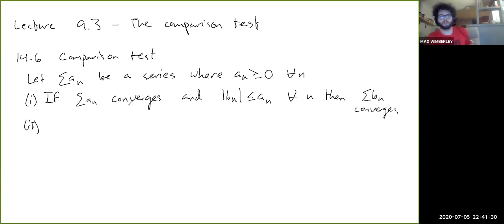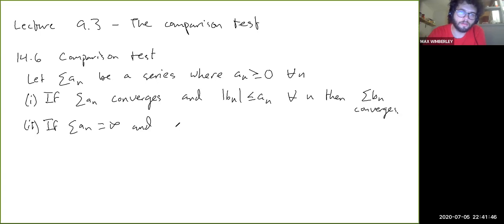bn is a second series that we are interested in analyzing, and an is a series that we understand. So here, if the sum of an is infinity, and bn is greater than or equal to an for all n, then the sum of bn is also infinity.